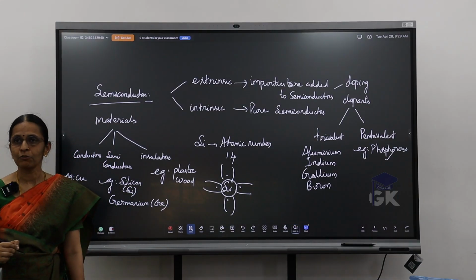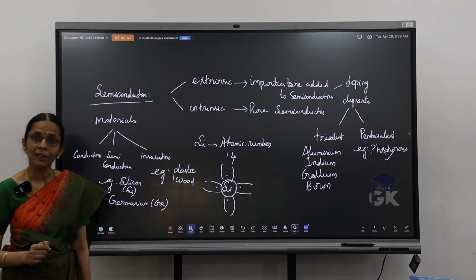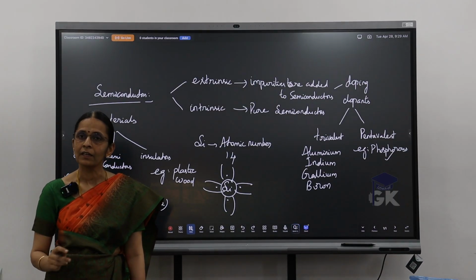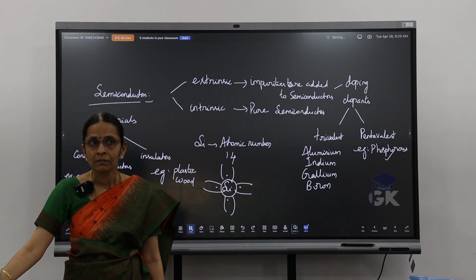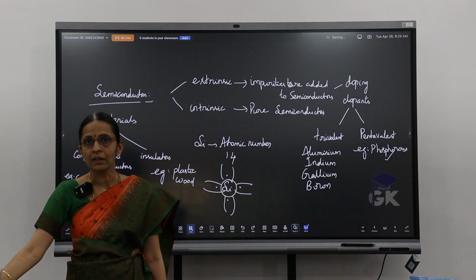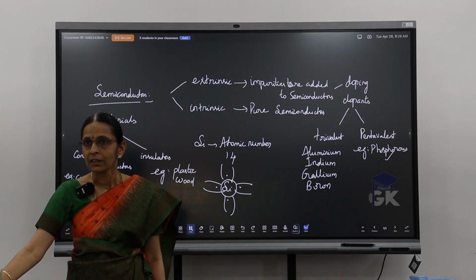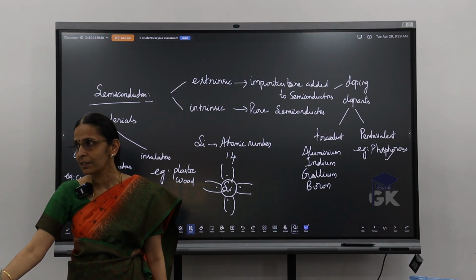I'll have the 4 electrons. What are those electrons called? The electrons that are there in the outermost shell? They are called valence electrons. Whatever is there in the outermost shell, they are called the valence electrons.